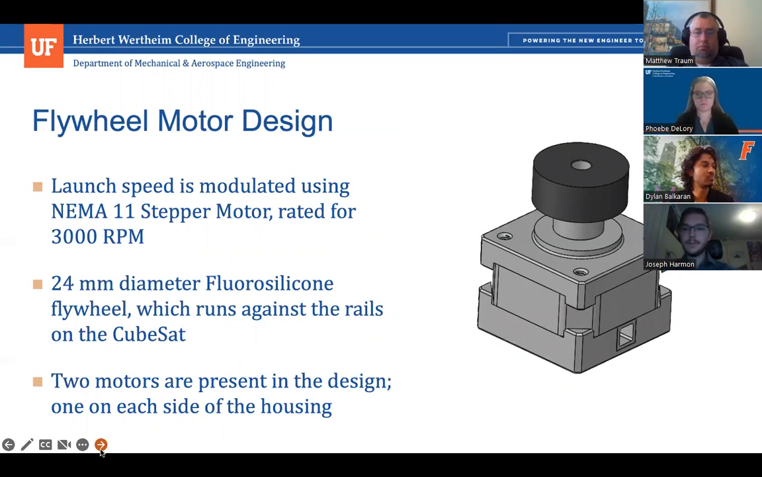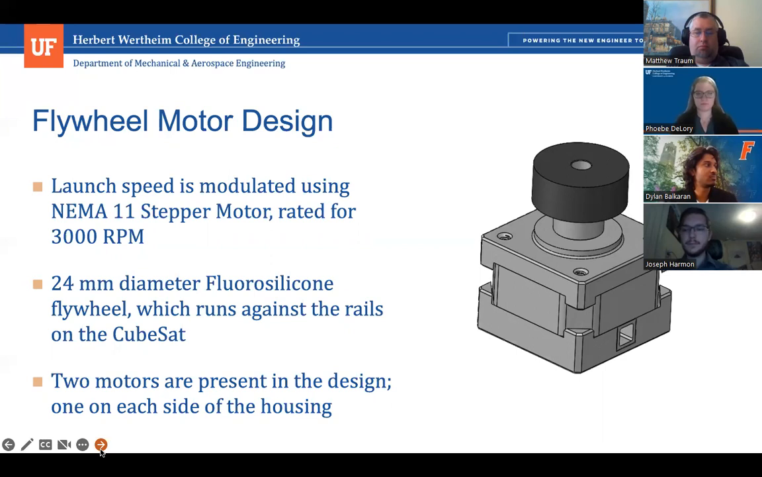So the flywheel motor design is what really allows us to achieve this variable launch speed. Launch speed is modulated using a NEMA 11 stepper motor, which is rated for 3,000 RPM. This brushless DC motor can easily provide the launch speed that's required, and further, the fact that it's brushless also means that it is relatively reliable.